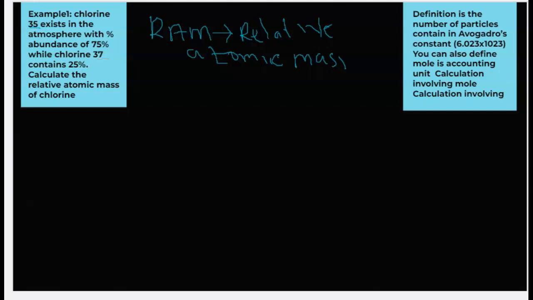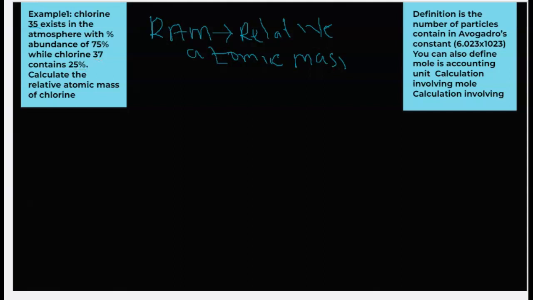Why does chlorine have different masses? You learned this in Form 2, because chlorine has isotopes. Isotopes are elements that have different mass numbers but the same atomic number, due to the number of neutrons in the nucleus of the atom. So chlorine will have different masses, 35 and 37. The percentage abundance of chlorine 35 is 75, and the percentage abundance of chlorine 37 is 25.